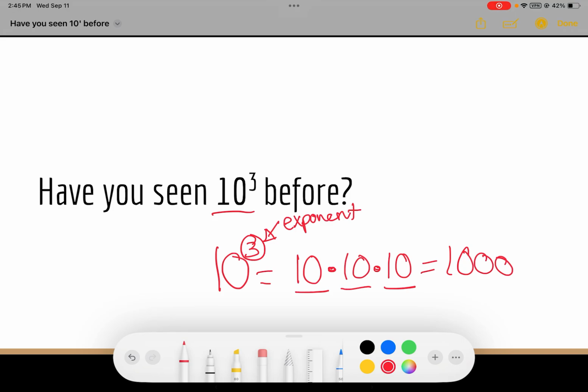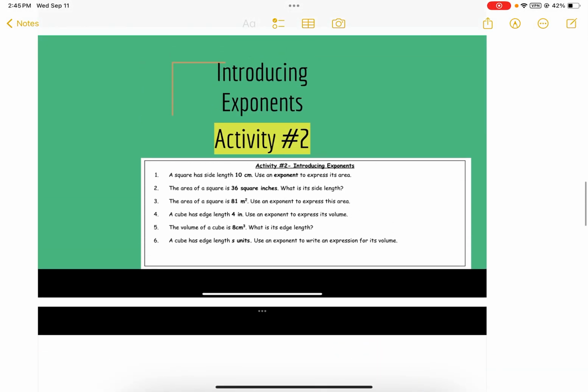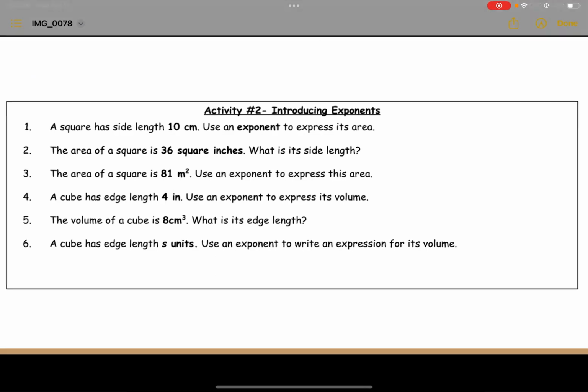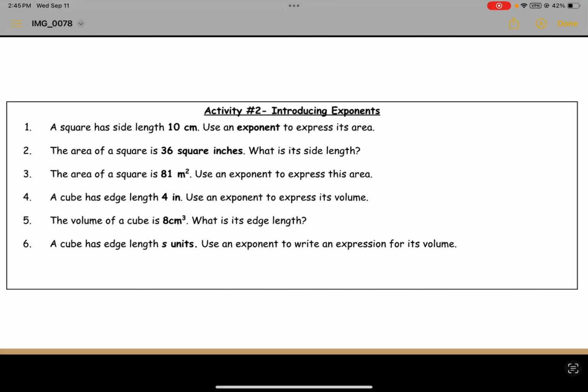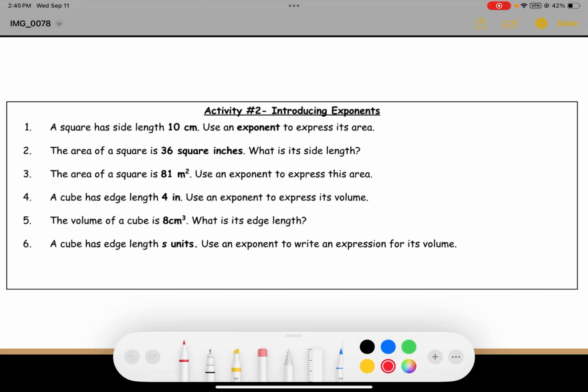So an exponent is how many times do we multiply the base by itself. So let's practice when we are talking about finding surface area and things. Question 1 says a square, so we know both sides are the same. A square has a side length of 10 centimeters. Use an exponent to express its area.